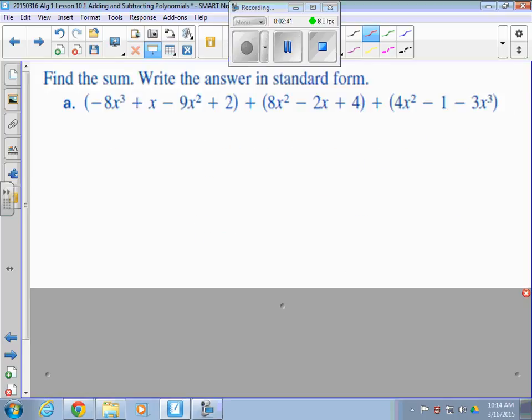On the back, let's do this one. It says find the sum and write it in standard form. You have 3 different polynomials up here. Combine all of the like terms from this.